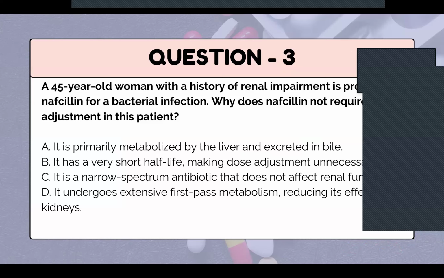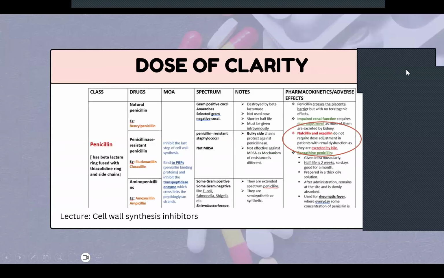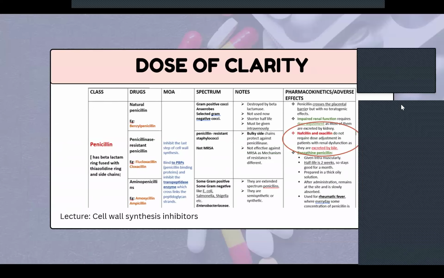A. Yeah, that's right. And someone answered in chat too. A is the correct answer. It is primarily metabolized by the liver and excreted in bile. Wait, is this also the same for oxacillin? Yes, it is the same for oxacillin. So basically, remember that from beta-lactams, there are two drugs, nafcillin and oxacillin, which are excreted via bile, and the others are excreted via kidney. So whenever a patient presents with a renal dysfunction or renal impairment, we go with nafcillin or oxacillin.